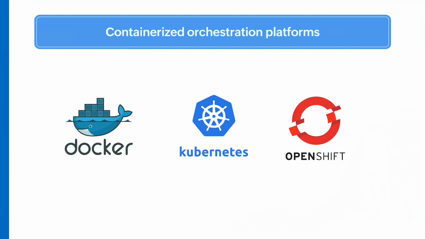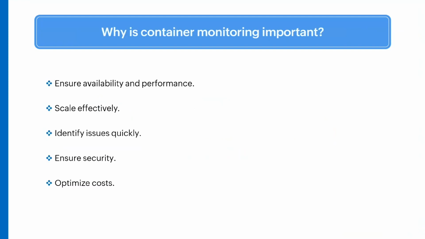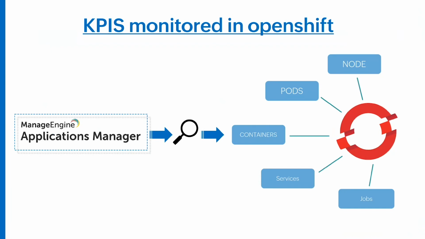When it comes to container-based monitoring, Applications Manager supports Docker, Kubernetes, and OpenShift. Why is container monitoring important? Containers allow your developers to create and deploy applications faster and more securely as well. Also, containers take less space and are easy to scale. So for better efficiency and better security, we are adopting cloud container-based applications.